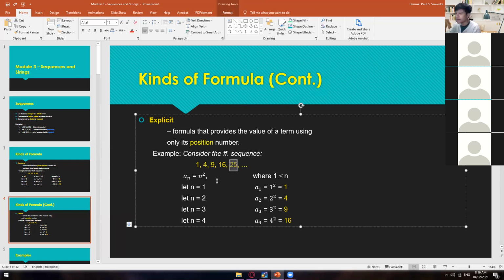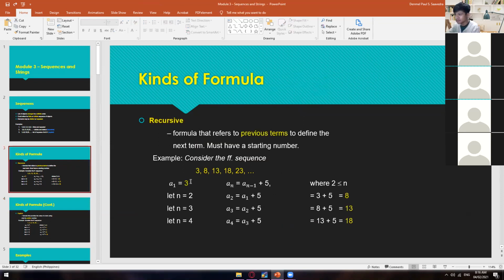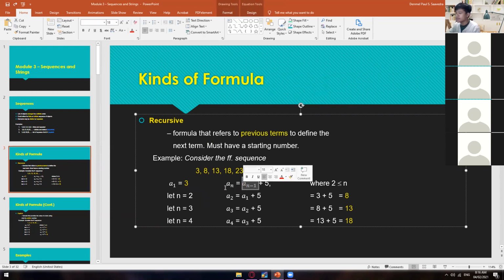So 5 times 5 is 25. 4 times 4 is 16. 3 times 3 is 9. 2 times 2 is 4. And then 1 times 1 is 1. All right. So you could say that the explicit formula is a lot easier than recursive, because in recursive you have to know the pattern, and at the same time you have to know the formula, the correct formula.